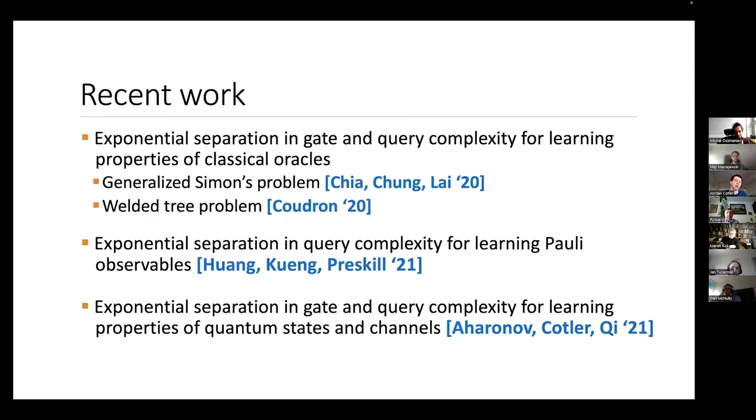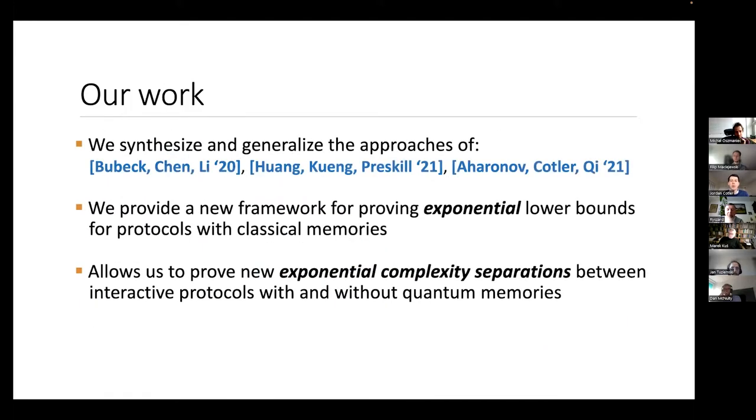There has been some recent work also making overtures in this direction, namely exponential separations in gate and query complexity for learning properties of classical oracles, and exponential separations in query complexity for learning Pauli observables. And in this work with Aharonov, myself, and Shi, exponential separations in gate and query complexity for learning properties of quantum states and channels. So the work that I'm going to tell you about has grown out of a synthesis of three different works. One is a paper by Bubeck, Chen, and Li on the so-called problem of mixedness testing, which I'll talk about a variation of in a bit. This paper I mentioned by Huang, Kueng, and Preskill, and this paper by Dorit Aharonov, myself, and Xiaoliang Shi.